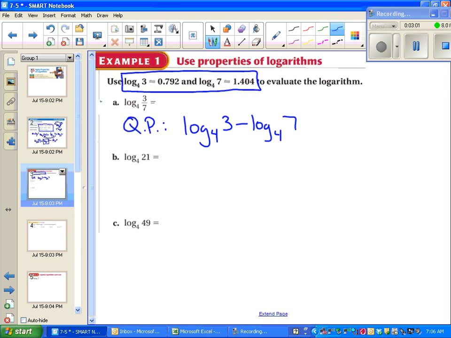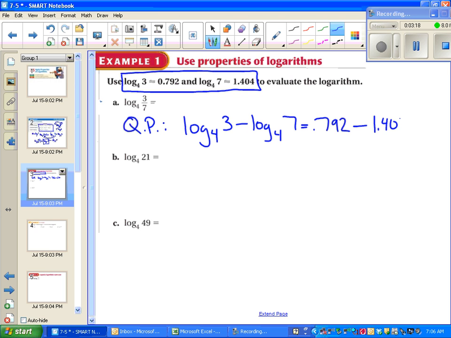I know what log base 4 of 3 is, 0.792. I see that in the directions. Minus log base 4 of 7, 1.404. And if we subtract that, we get negative 0.612. Totally fair to expect you to do that without a calculator.